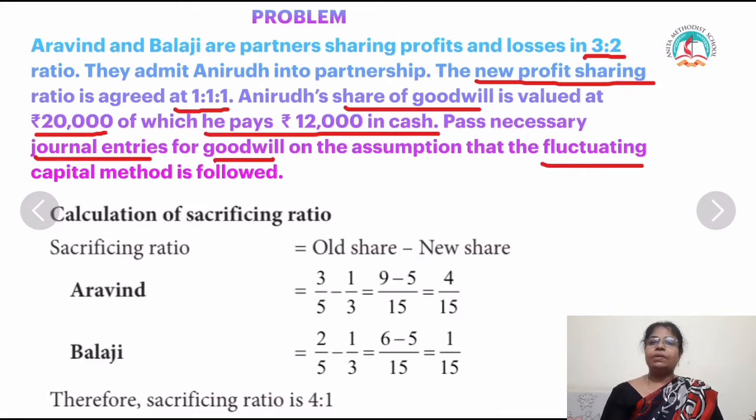Sacrificing ratio is equal to old share minus new share. So the old share is 3:2. So now for Aravind, 3/5 minus 1/3. New profit sharing ratio is 1:1:1. So after taking LCM, it comes to 4/15. And for Balaji, it is 2/5 minus 1/3. So it comes to 1/15. Now the sacrificing ratio is 4:1.